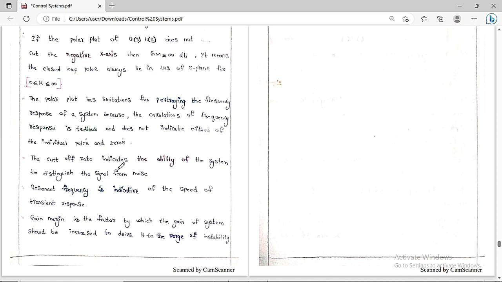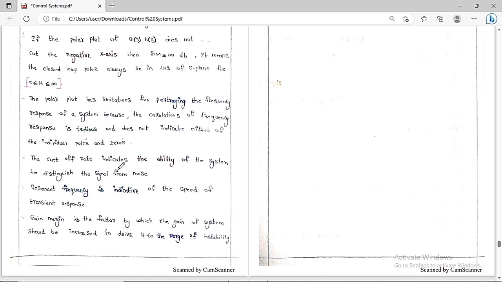So finally I can say the polar plot has some limitations for portraying the frequency response of a system because the calculations of the frequency response are very tedious and it does not indicate the effect of the individual poles and zeros.